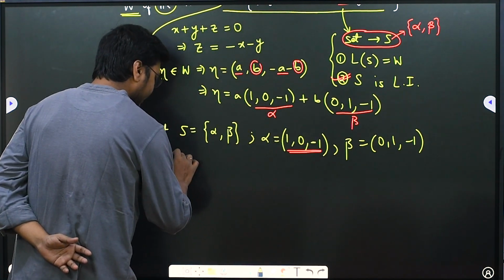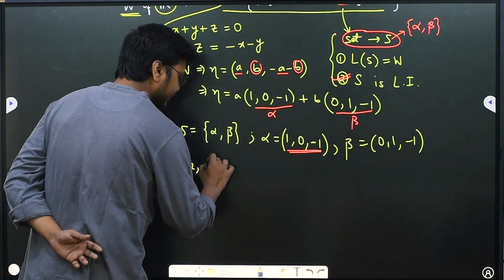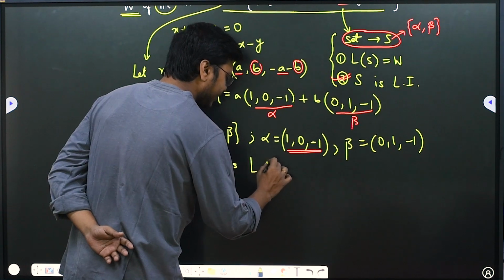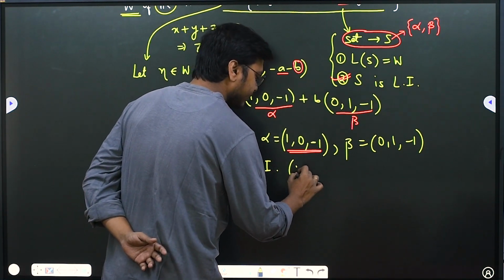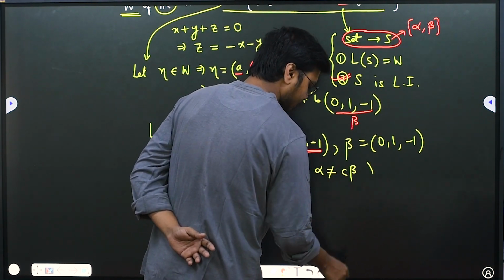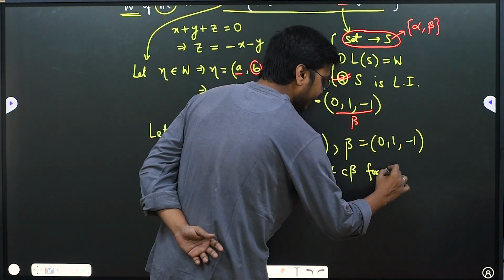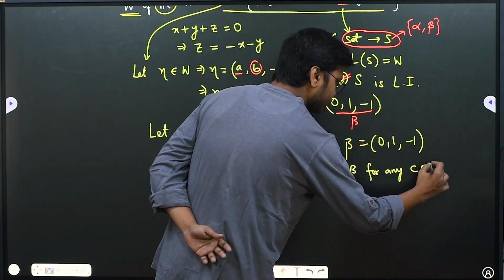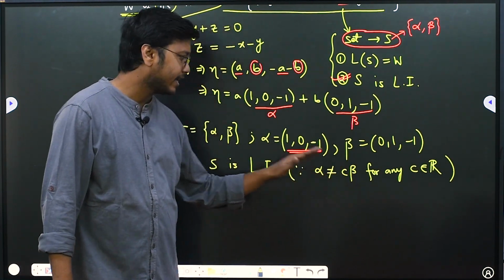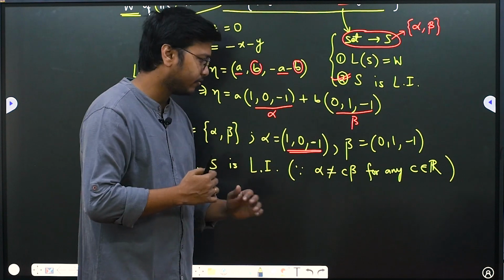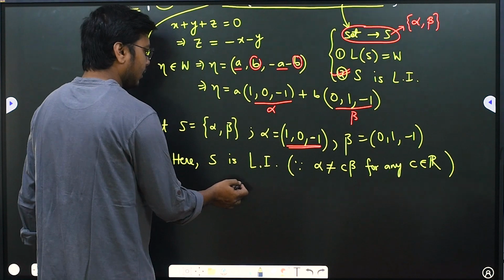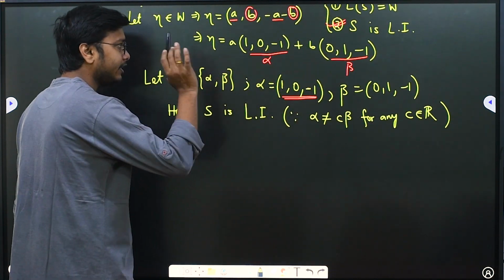So we will say that here S is linearly independent since alpha not equals C beta for any C belongs to real numbers. Okay, so alpha cannot be expressed as any scalar multiple of beta, and neither in the opposite way, that beta cannot be expressed as a scalar multiple of alpha. Okay, so I have got the first thing, which is linearly independent.